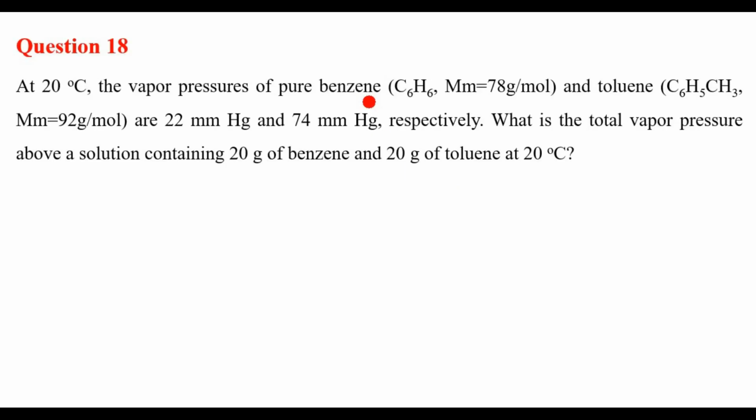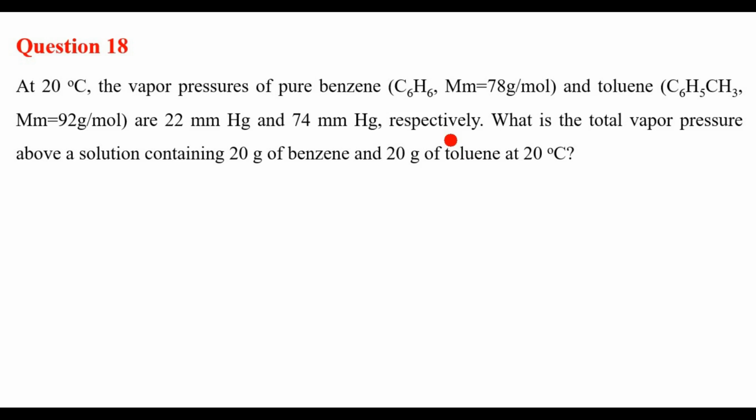So we can continue with another question, question 18. Question 18 is saying at 20 degrees Celsius, the vapor pressure of pure benzene is 78 grams per mole. The vapor pressure was given for pure benzene, and the vapor pressure of toluene was also given. The molar masses were given, and the vapor pressures are here: for benzene it is 22 mm mercury, and for toluene it is 74 mm mercury. The vapor pressures of the two pure solvents, benzene and toluene, were given.